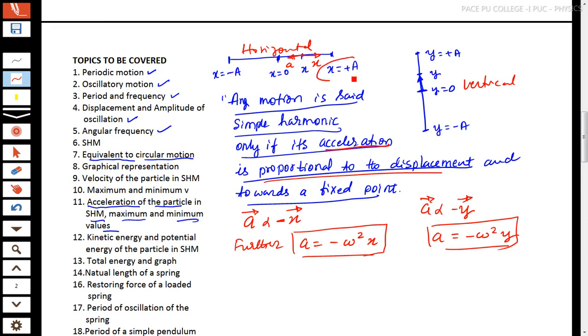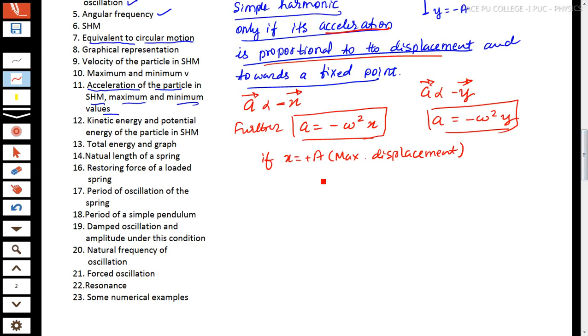At extreme edges, what happens? x becomes plus a and x becomes minus a. You can treat any one, so we shall treat the right side one, that is x equal to a, that is plus a. This is the maximum possible displacement. The body cannot go beyond this point. So x equal to a is the maximum displacement that is possible.